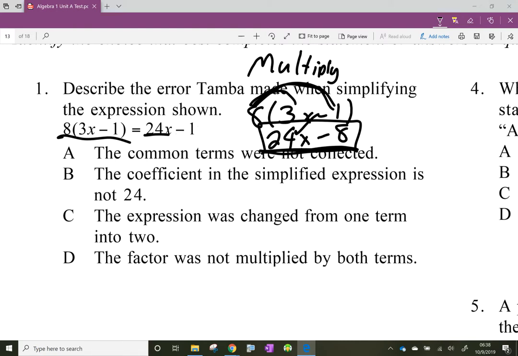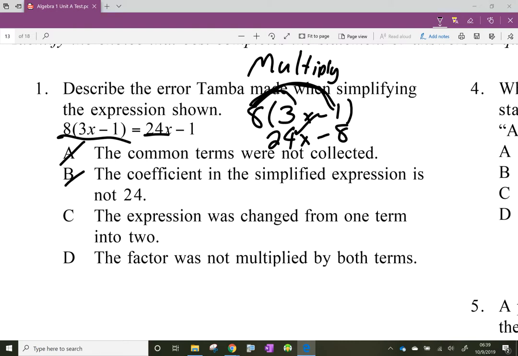So to walk through our different answer choices, A says the common terms were not collected. This just means combining like terms. So like, for example, 2x plus 3x and then combining them together. We don't have any sort of combining like terms here. All we had to do was distribute, and we already know her mistake, and it wasn't combining like terms, so it's not A. The coefficient in the simplified expression is not 24. So it is 24. We got 24 ourselves because 8 times 3 made 24. So that coefficient is correct. So it's not that. That's not the mistake.